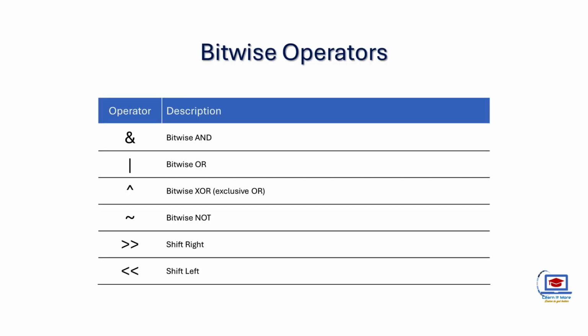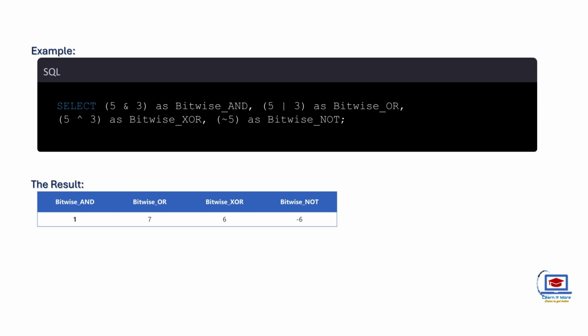Bitwise operators, such as and denotes bitwise and, pipe symbol is used for bitwise or, caret or circumflex is used as bitwise XOR, that is exclusive or, tilde as bitwise not, double greater than used for shift right and double less than used for shift left are used for binary operations. They are valuable for managing binary data.